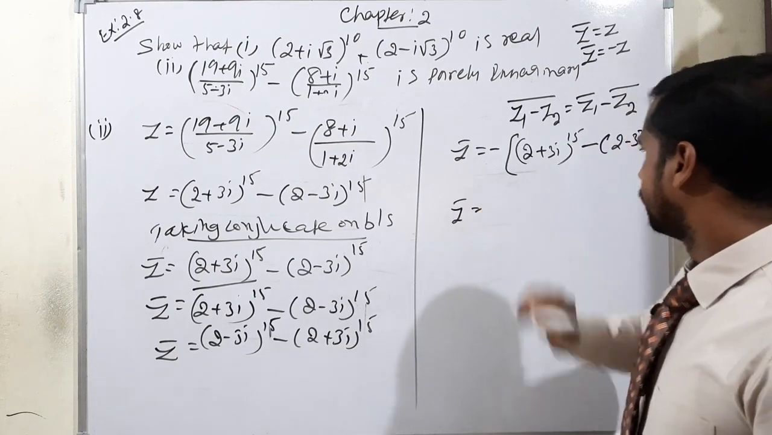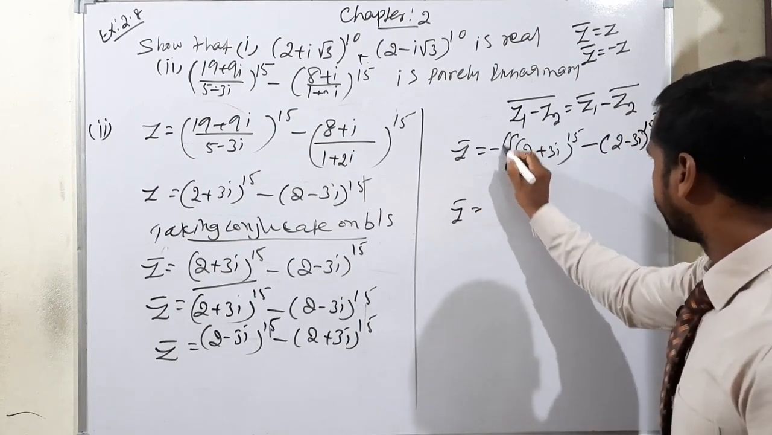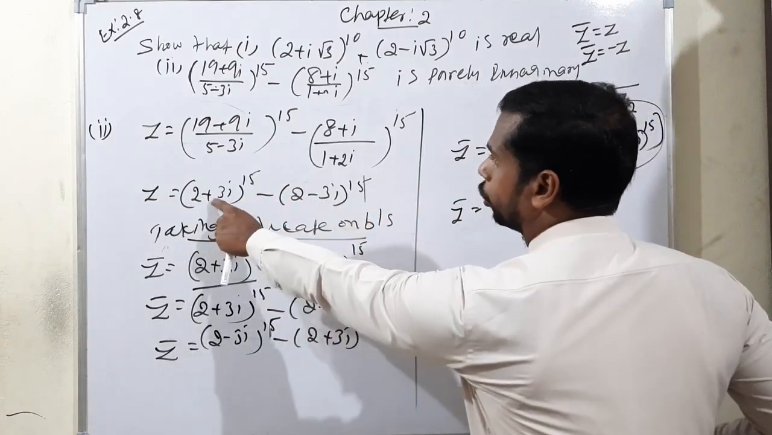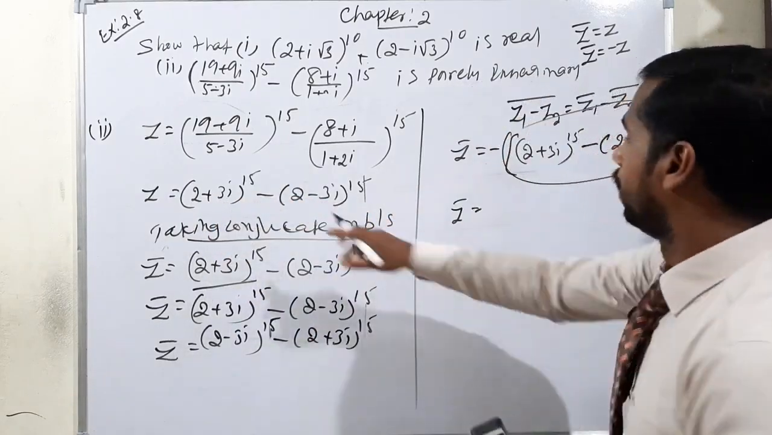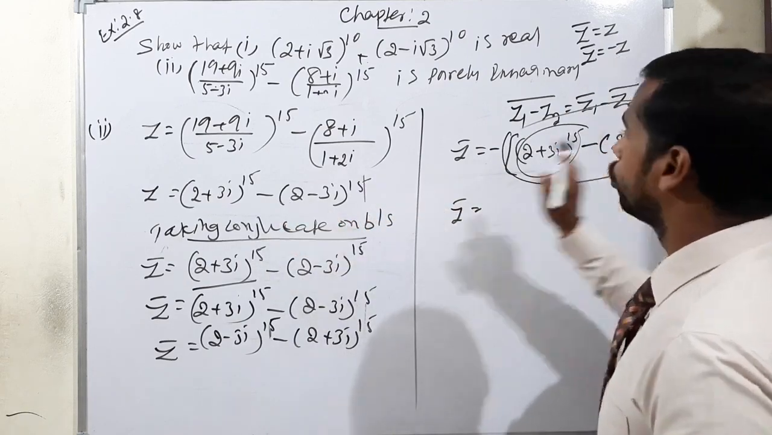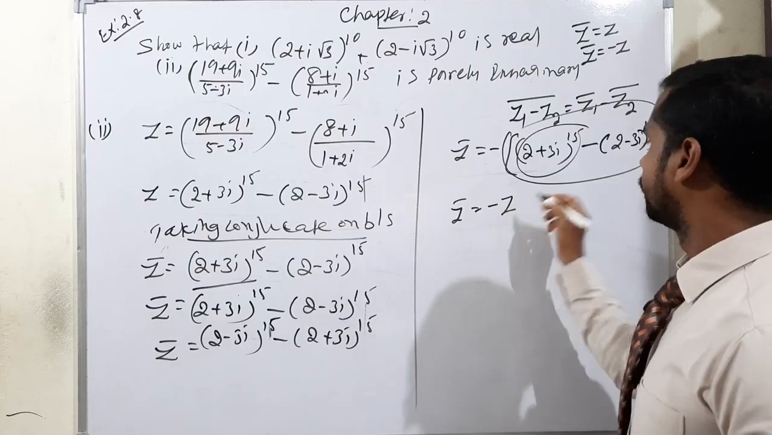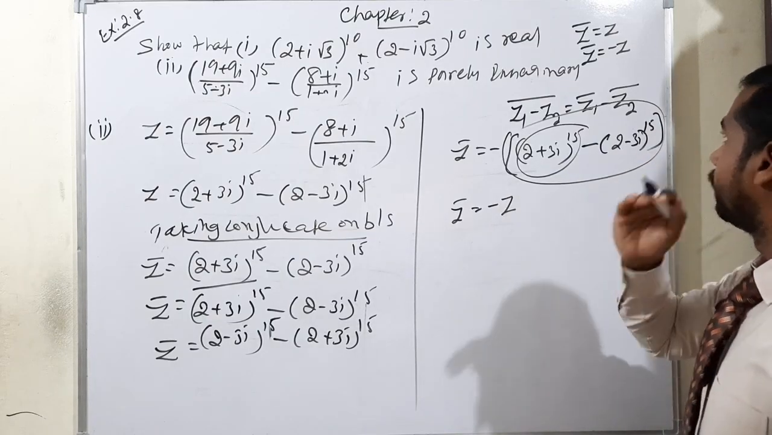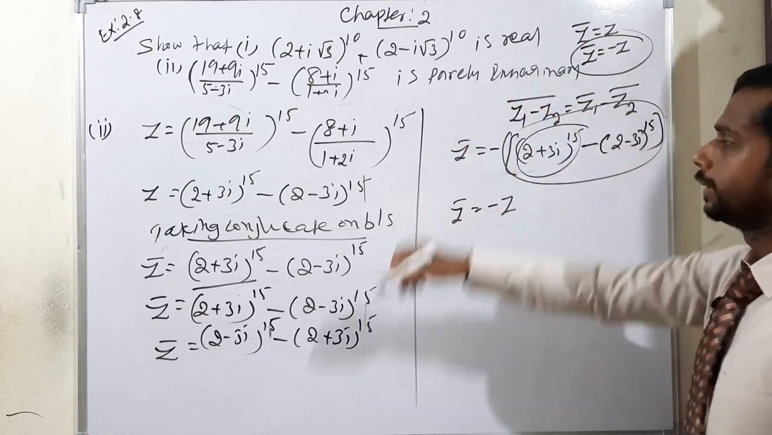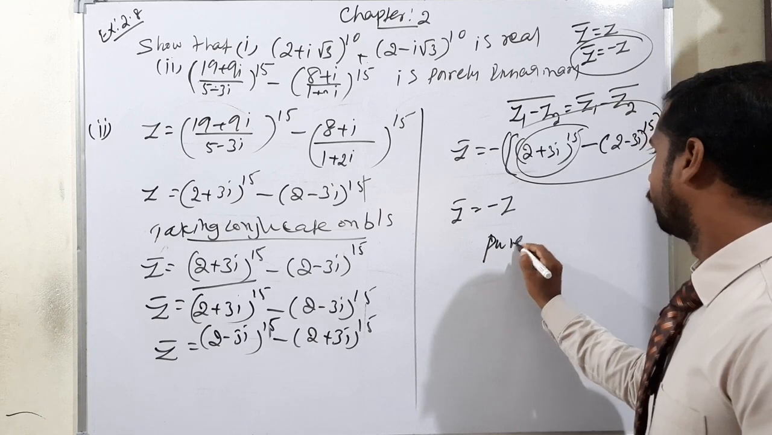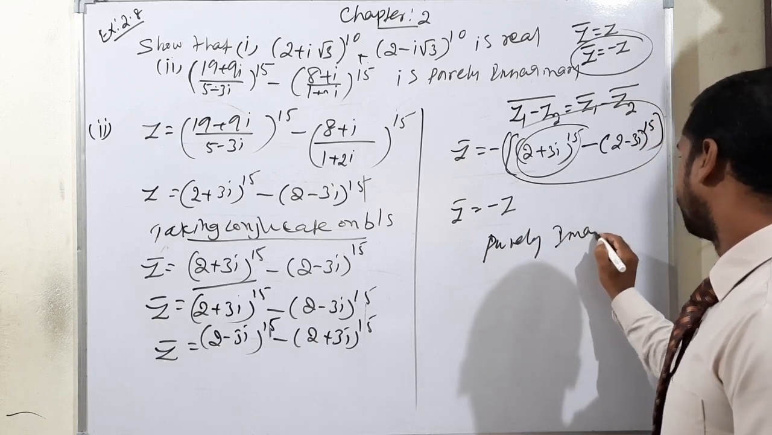Now, Z bar is equal to, except minus, just look at this, this is our Z. What is Z? Z is equal to 2 plus 3i the whole power 15, then minus sign, again 2 minus 3i. So we can write minus Z. So what did I say? Z bar is equal to minus Z means that is called purely imaginary. Therefore, we can say it is purely imaginary.